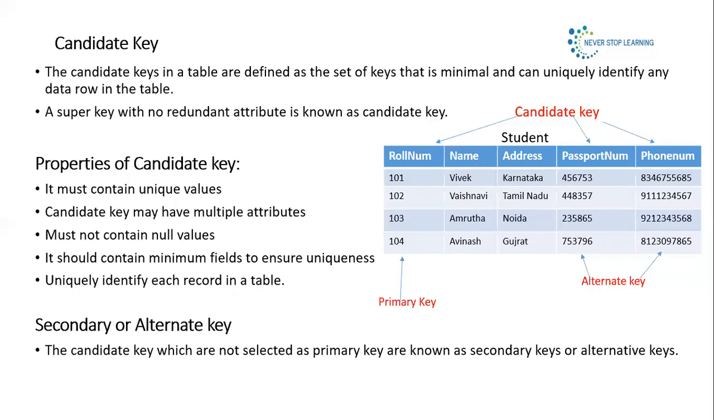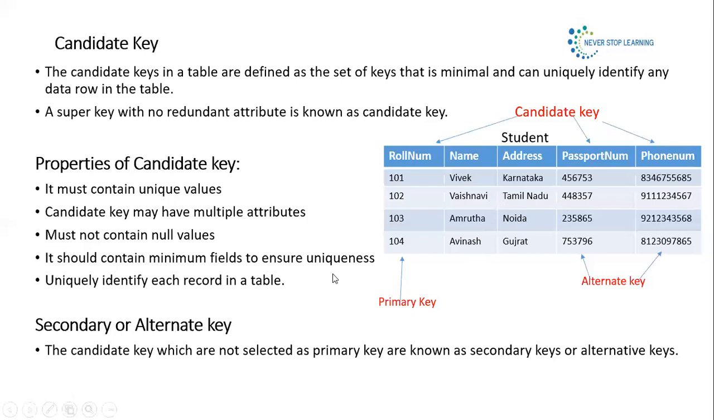Now again, candidate key, because it wants to uniquely identify, if somewhere I get null, how will I identify that particular row? So it should not be null. It should contain minimum fields to ensure uniqueness. If I'm taking something like name and address, it's still possible that Vaishnavi is also staying in Tamil Nadu and some other Vaishnavi is also staying in Tamil Nadu, right? So I have to add one more attribute to it so that it can uniquely identify the other rows.